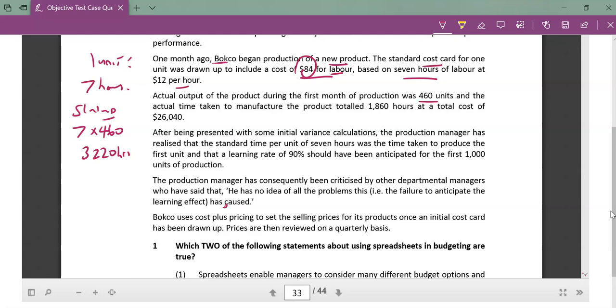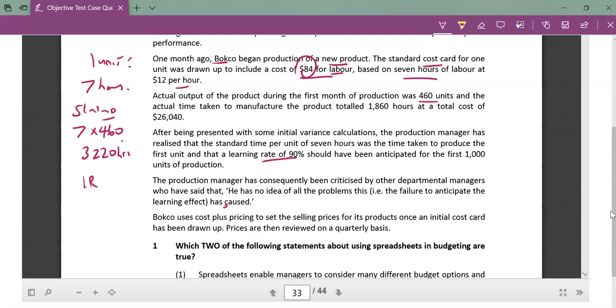Then someone comes along and says to you, oh, by the way, they don't actually spend 7 hours on every unit. They spend 7 hours on the first unit, but they don't spend 7 hours on every other unit, which is the assumption here. So the learning rate comes along and says that we can tell you how much time we expect to spend on 460 units, given this learning rate of 90%. Because it says that for the first 1,000 units of production, we're expecting learning. After this, there is no more learning, but we are expecting learning for the first 1,000 units. So you can therefore assume the learning occurred for the 460 units.